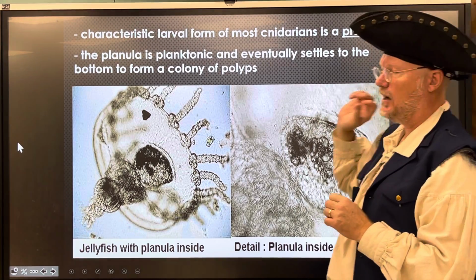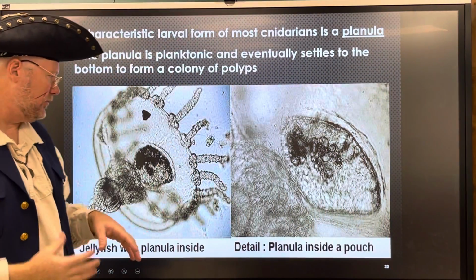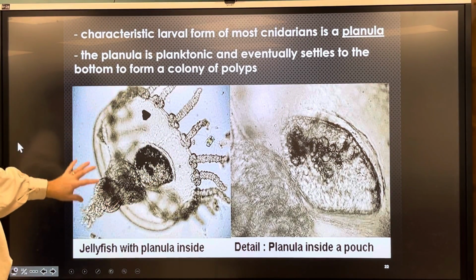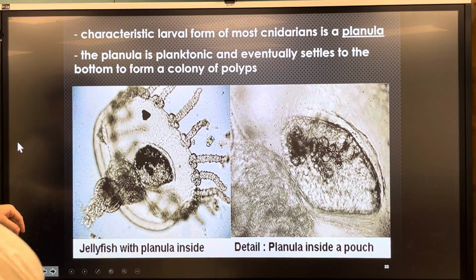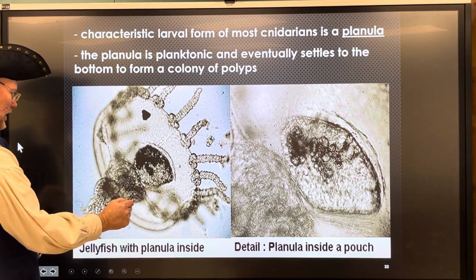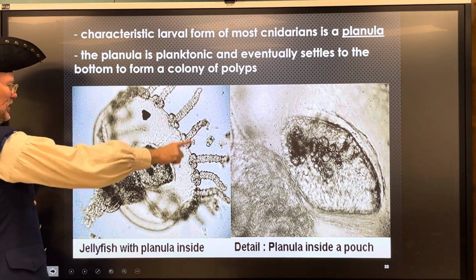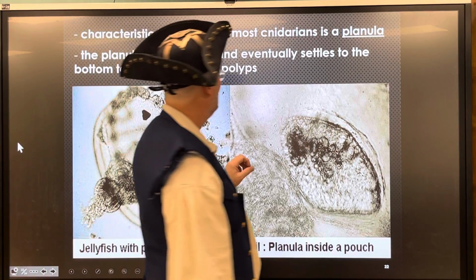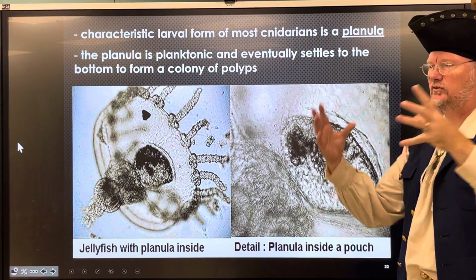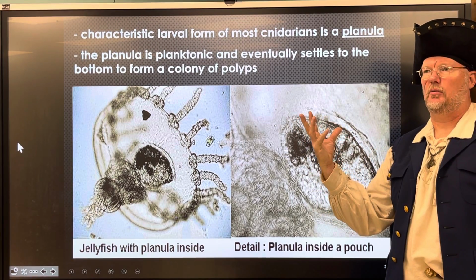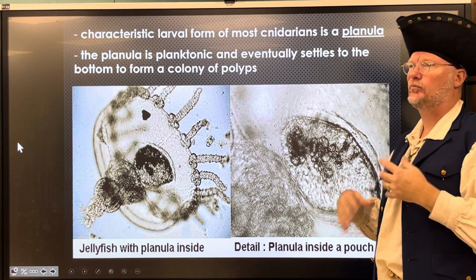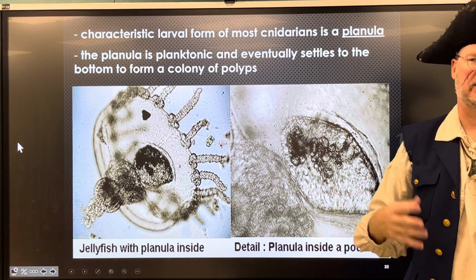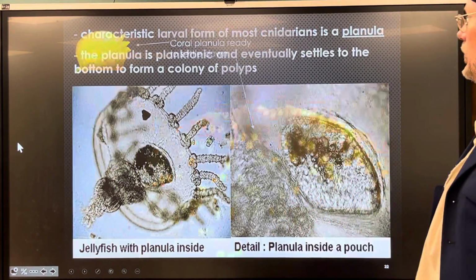So, okay, a characteristic larva. There are larval forms here, and this is what's called a planula. So the characteristic larval form is a planula. It kind of looks like a jelly, this is a jellyfish with a planula inside, okay? And it's planktonic. So when it either comes out of the egg, or hatches or buds off, it'll eventually settle to the bottom and form a colony of polyps when it gets heavy enough that it's not plankton anymore.